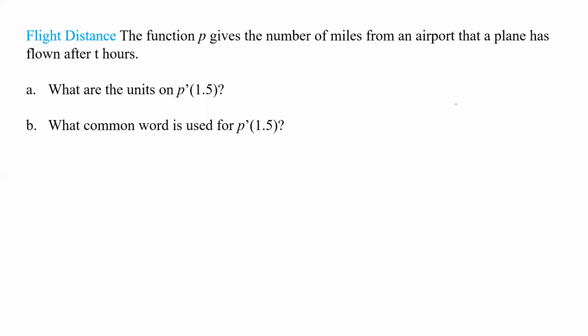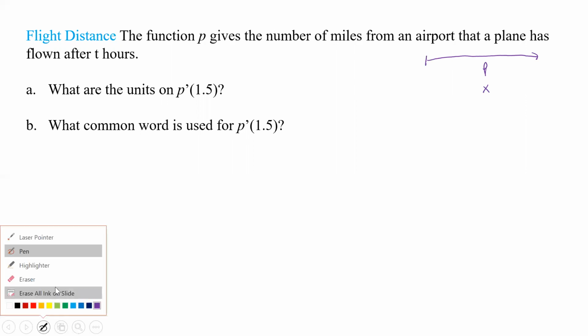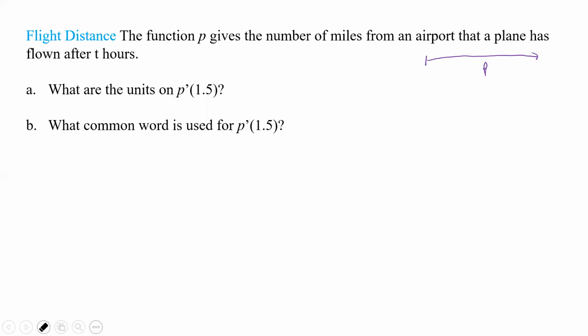All right, so basically, we've got a plane that's flying so far, and p is how far it's flown over t hours. Okay, so it's flown distance of p over t hours.